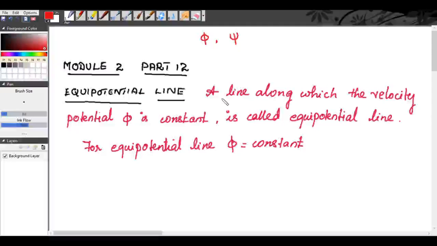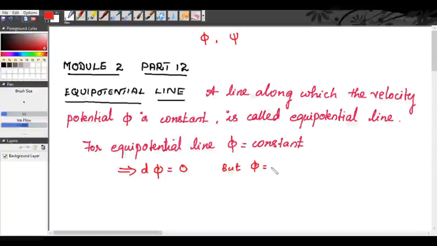Now, what is an equipotential line? It is a line along which the velocity potential phi is constant. That means when a line is drawn, everywhere throughout that line your velocity potential will be constant. So for equipotential lines, phi is equal to constant. If phi is equal to constant, when we differentiate phi, we get 0. That is d phi is equal to 0.